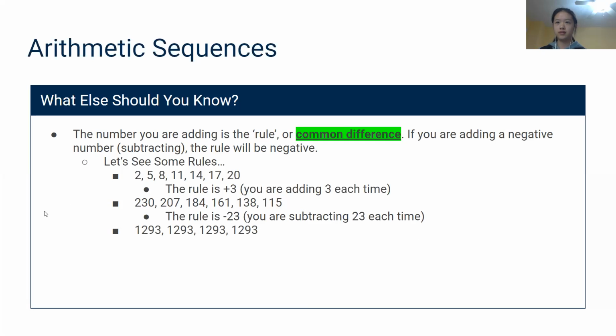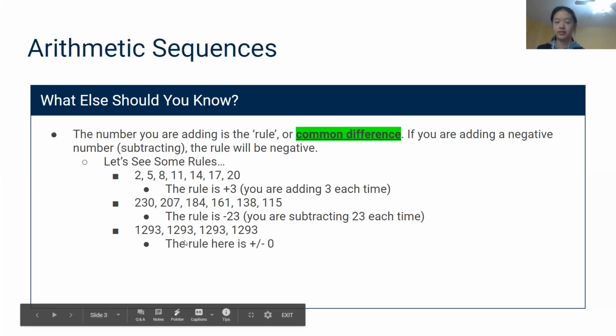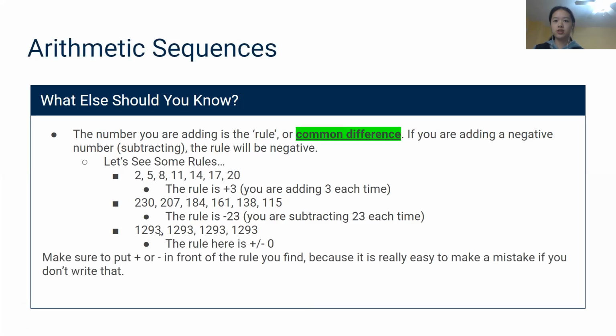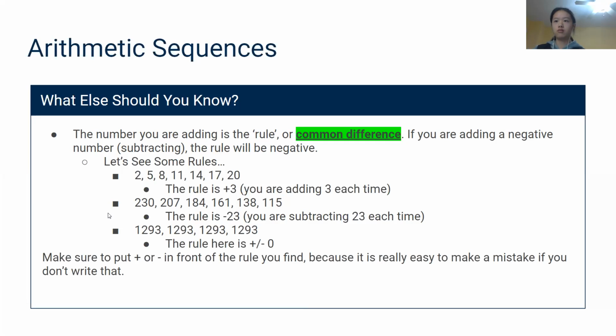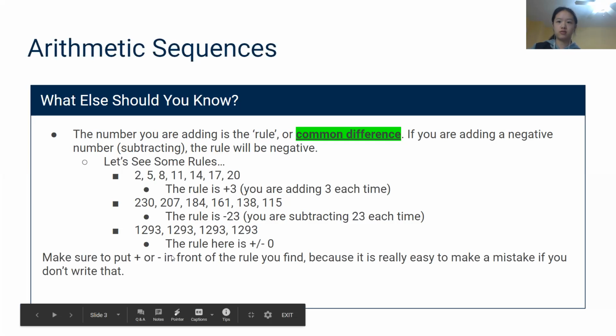And this is the final problem. So what's the common difference? Yeah, it's 0 since we're not adding anything. You could just write 0. So you need to make sure to either leave out the plus sign if you're adding the number, or remember to put the negative sign in front of your rule.